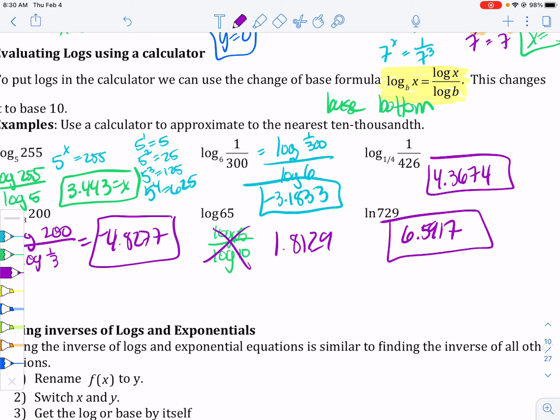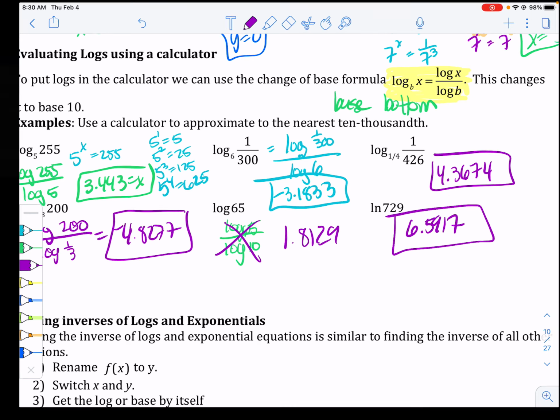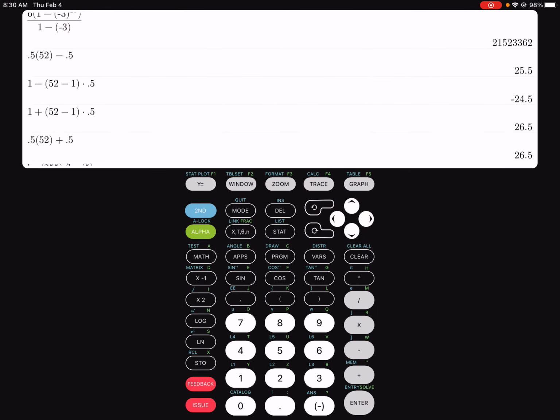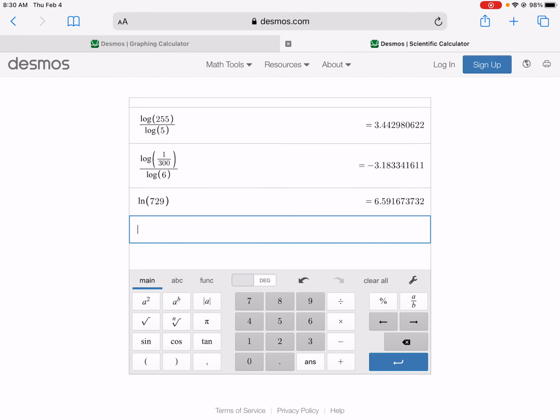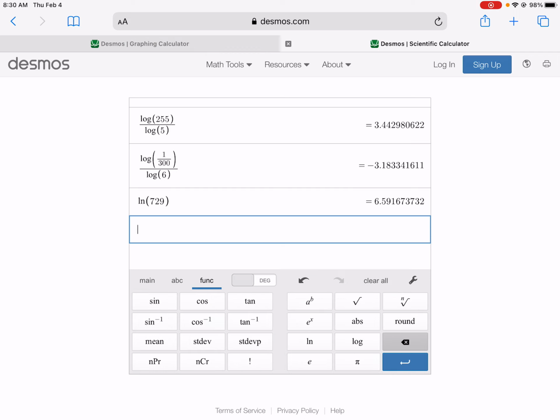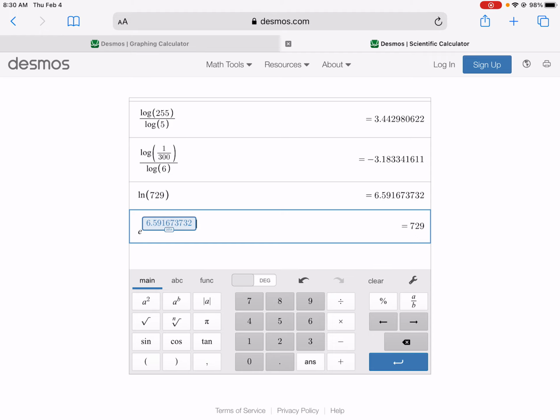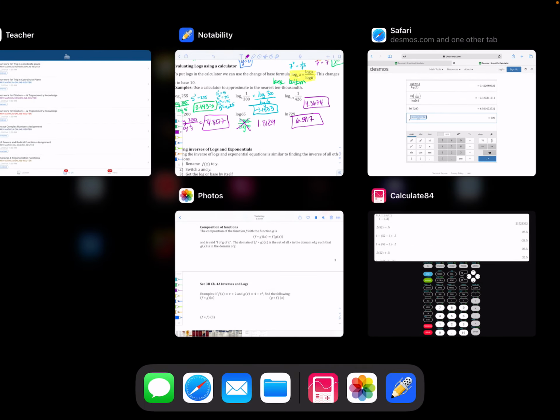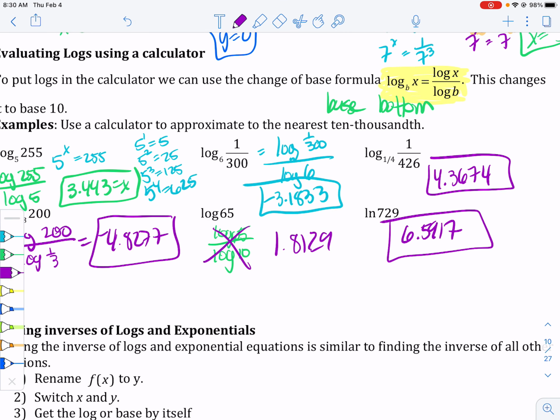Now, you can always check that. If I were to do e to this power, and then I use my answer, that gives us our 729. So you can go back and forth and just double check your answers if you would like. But that's how you put it into the calculator.